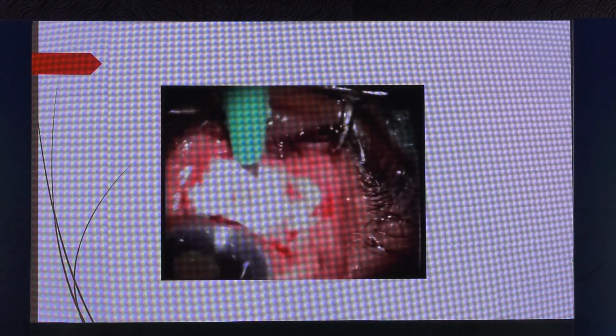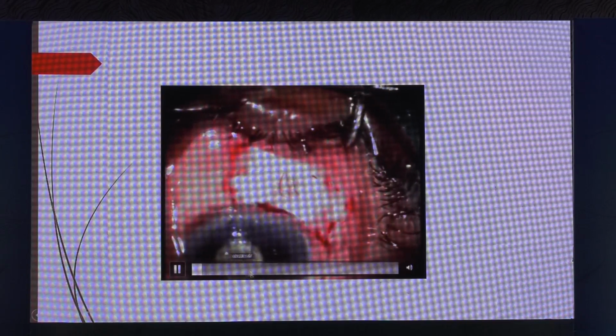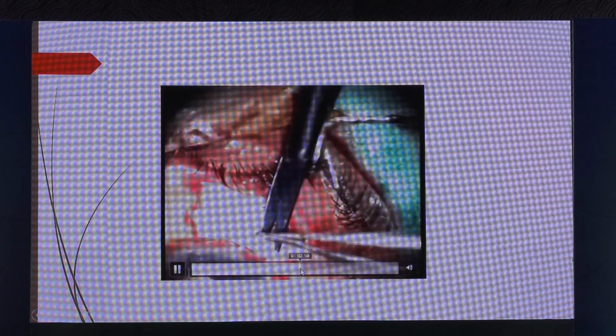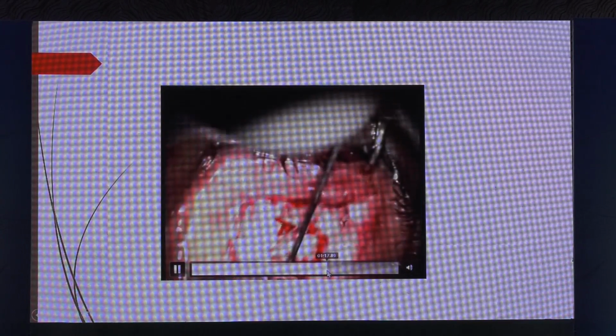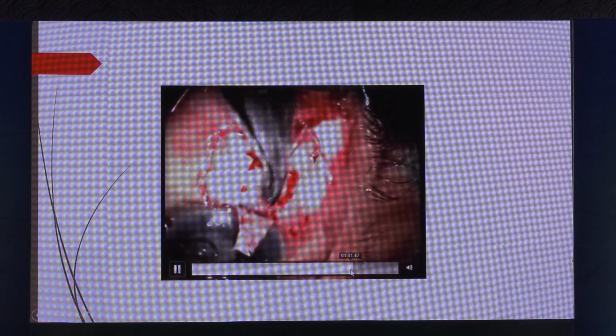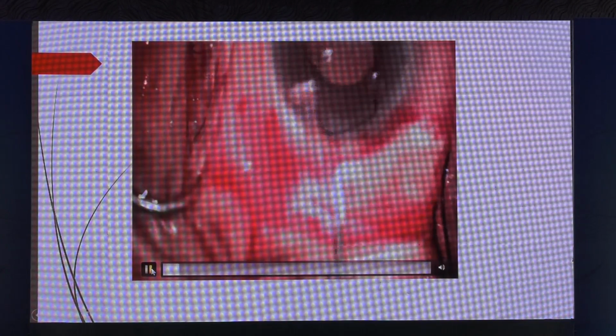Even if you don't have the availability of the patch graft, then you can make a scleral flap the way you do it for your trab, and insert the tube under this scleral flap. It is not always, as I said, possible to insert the tube in the anterior chamber.